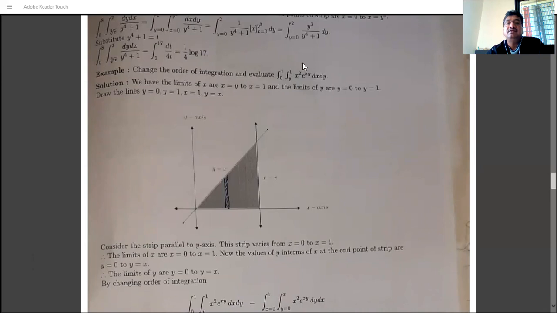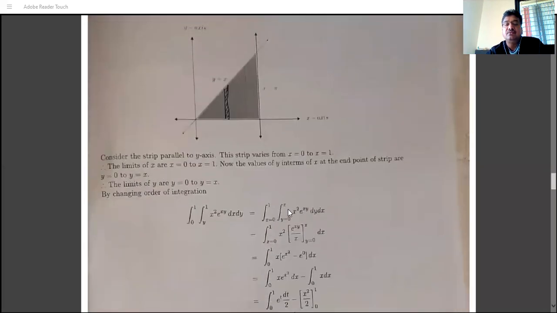And now this integration is equal to, in place of dx dy, dy dx, and x square e raised to x into y as it is. There is no change in the function in the integral. So the change is in the limit. So now first y runs from, and x runs from. So write y is equal to and x is equal to.